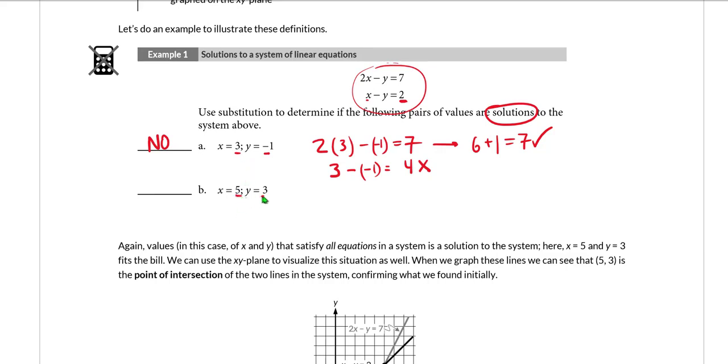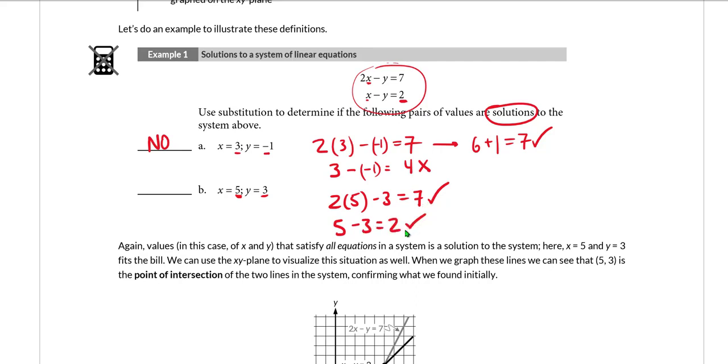Now 5 and 3, let's take a look at this one. For the first equation we have 2 times 5, again substituting the 5 value in for x up here, minus 3, that is 10 minus 3, which is indeed 7. So the first equation is satisfied. The second equation would be 5 minus 3, which is indeed 2.